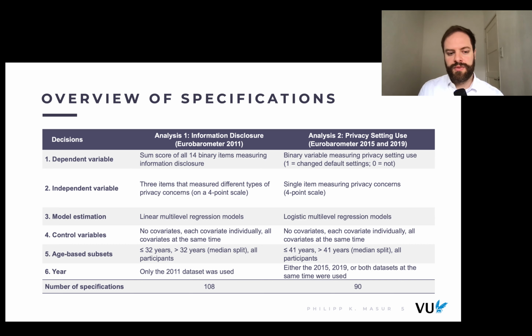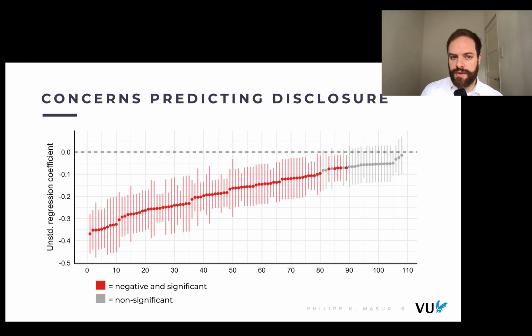Overall, the number of specifications for both analyses was roughly 100. Now let's get into the results. This is the specification curve for the first analysis, privacy concerns predicting information disclosure. As you can see, we have a broad range of results across these 108 specifications, and a large part is indeed negative, insignificant, so in a way disconfirming the privacy paradox.